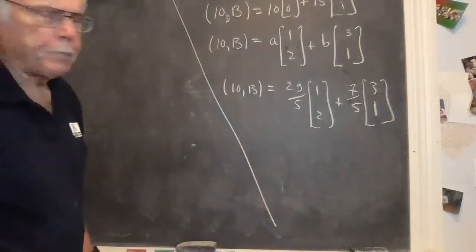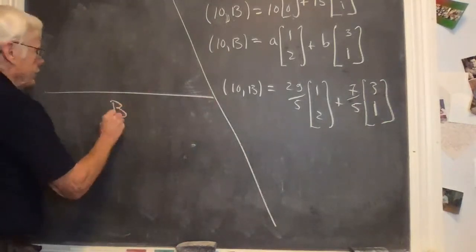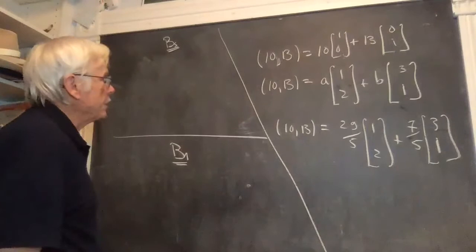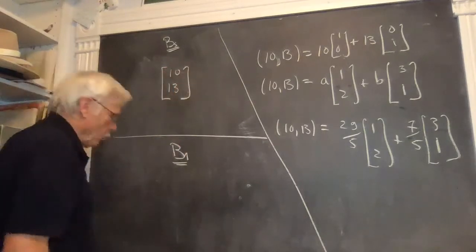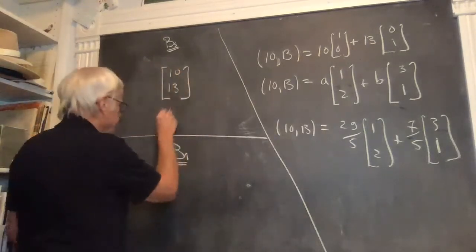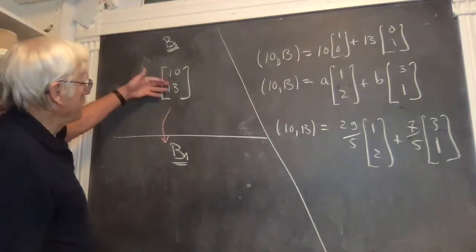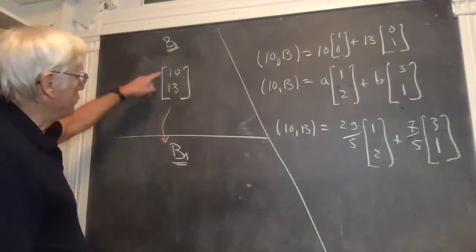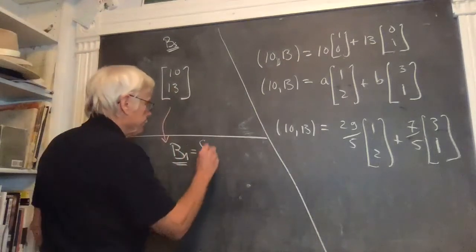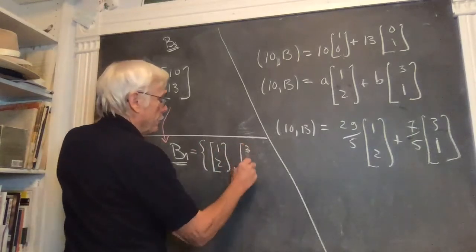So now we're going to divide the board into two places, the standard speaker and the language B1 speaker. So the standard speaker comes up with (10, 13) and wants to communicate this to the B1 speaker. The B1 speaker does not speak standard language. So if we tell them (10, 13), B1 would understand the coordinates (10, 13) as 10 times their first vector, which is (1, 2), plus 13 times their second vector, (3, 1).